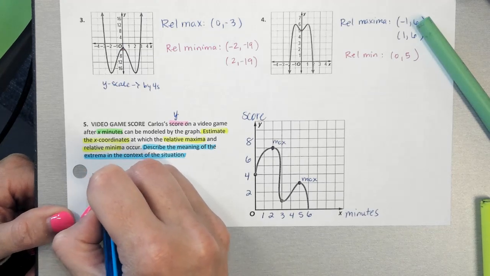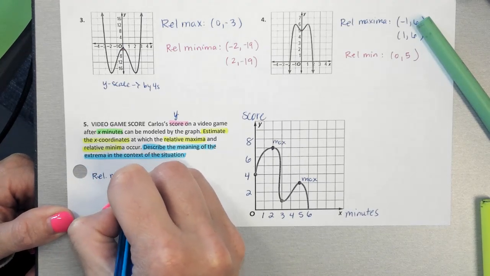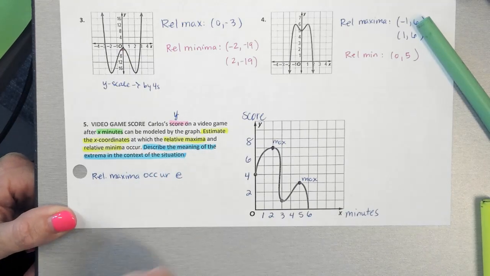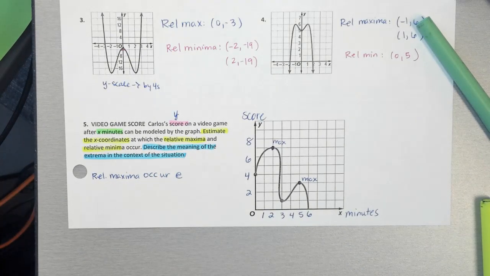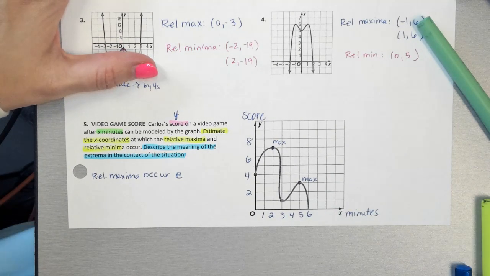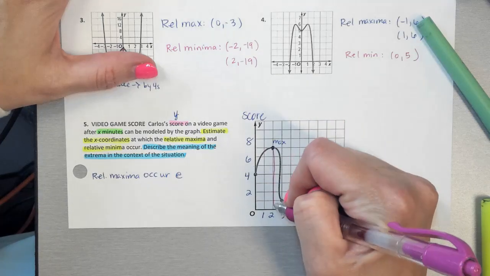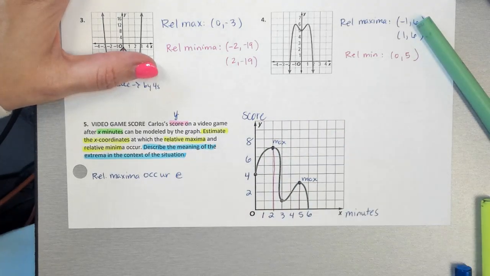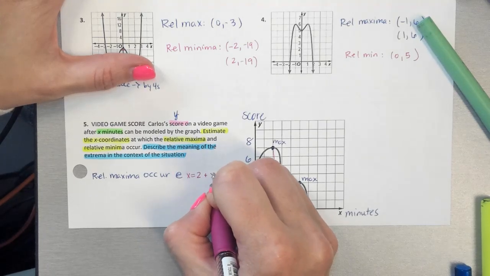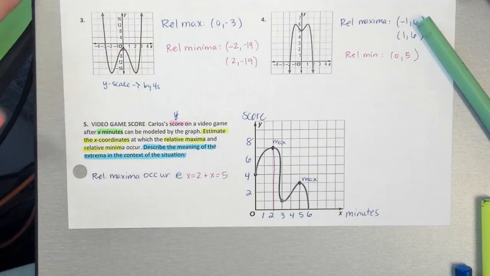Okay, so the relative maxima occur at, and then we're going to use the x equals. Okay, so they occur at, so let's find the x values. So we just go straight down. The x values are 2 and 5. So they occur at x equals 2 and x equals 5.